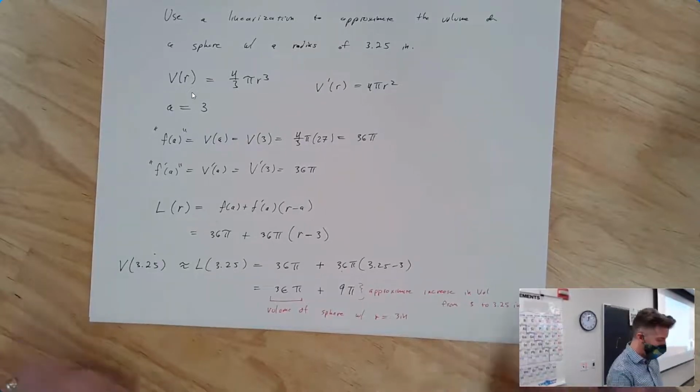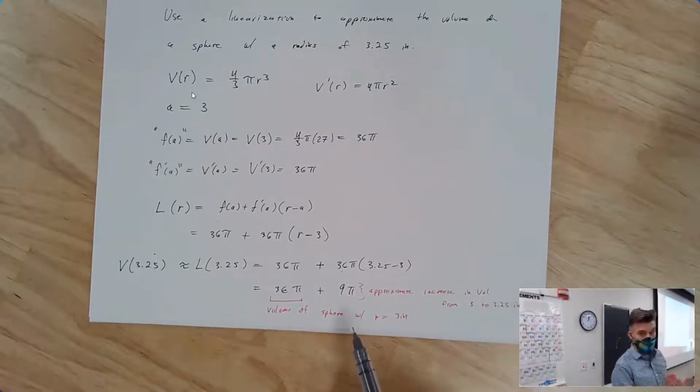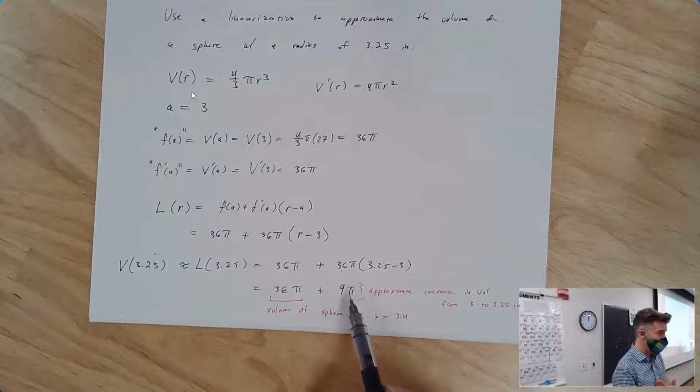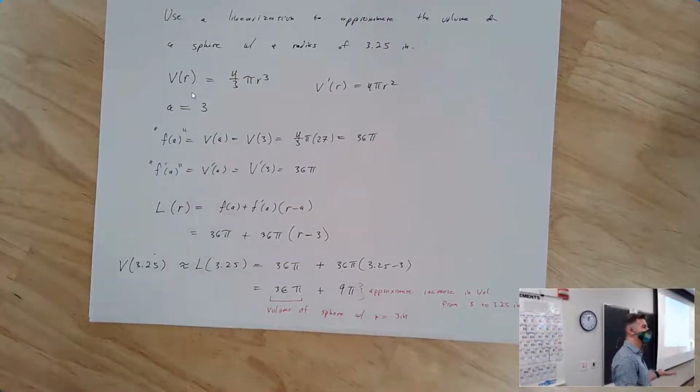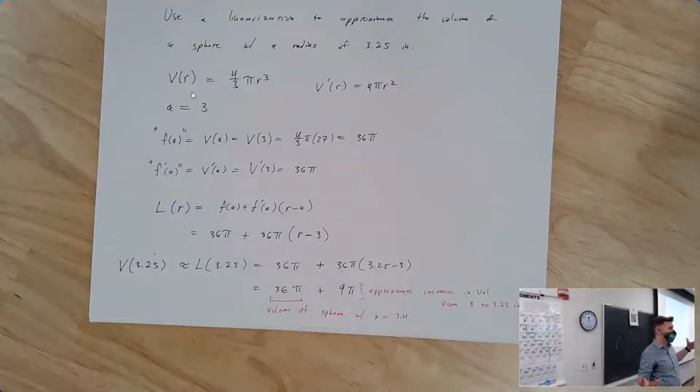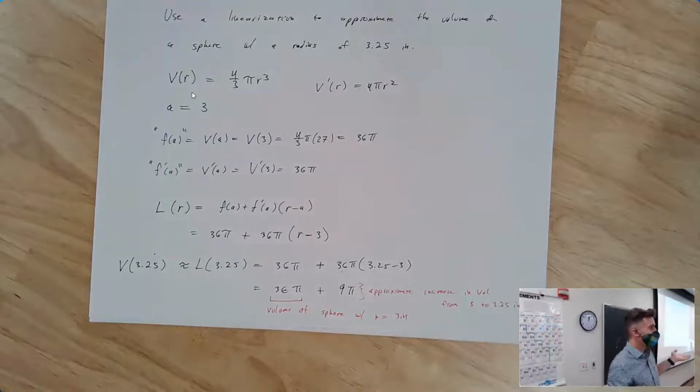Well, I would say that the total change here is the 9 pi. The 9 pi is how much it changed. And really, we can ask different questions. You can either ask, what's the value you get when you plug in this new value, and how do we approximate that? Or you can ask, how much change is there from what the previous easy value would have been to this new less easy value?